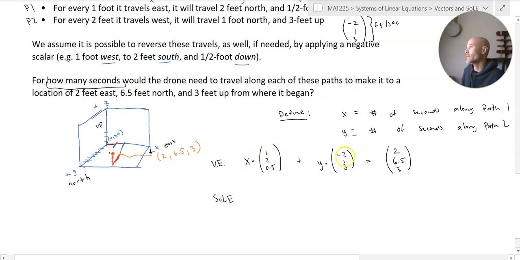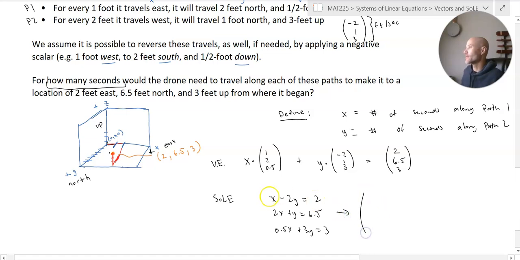So here's our vector equation, and now let's convert this to a system of linear equations. Well, that would be 1x plus -2y equals 2. Notice that that's just the number of seconds I travel east plus the number of seconds I travel west has to equal +2 feet east. 2x plus 1y equals 6.5 feet in the north direction, and finally 0.5x plus 3y has to equal 3.